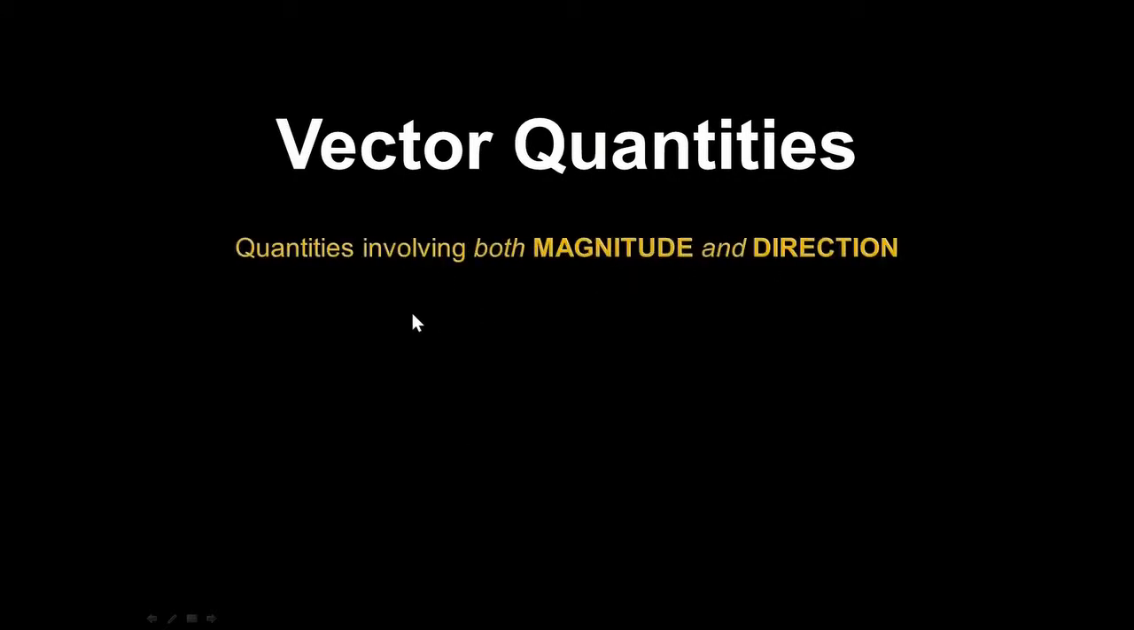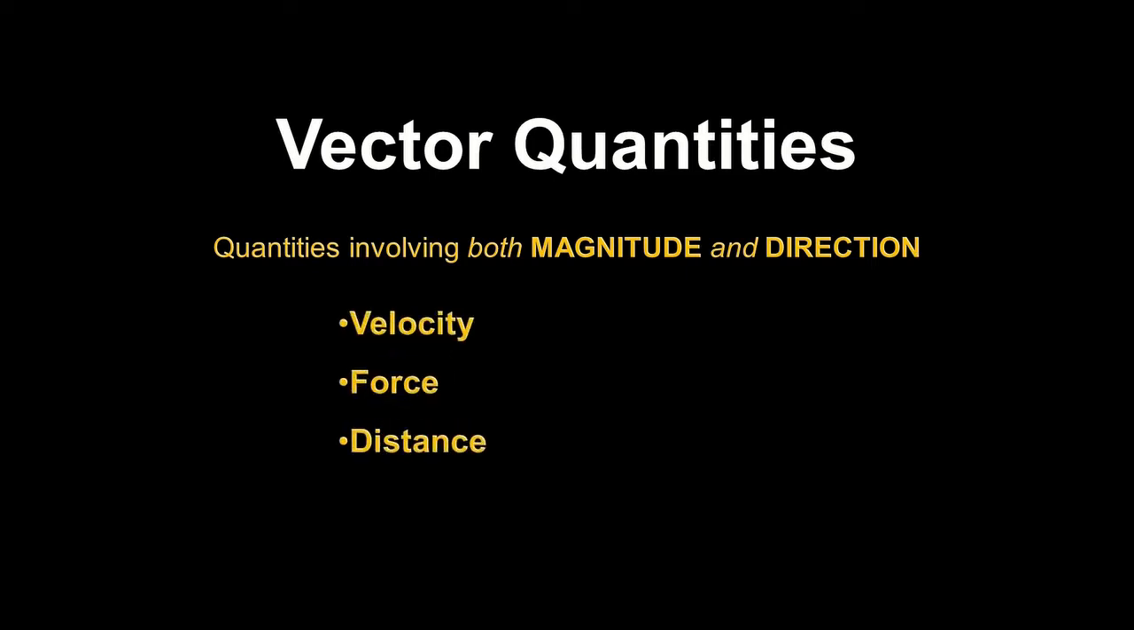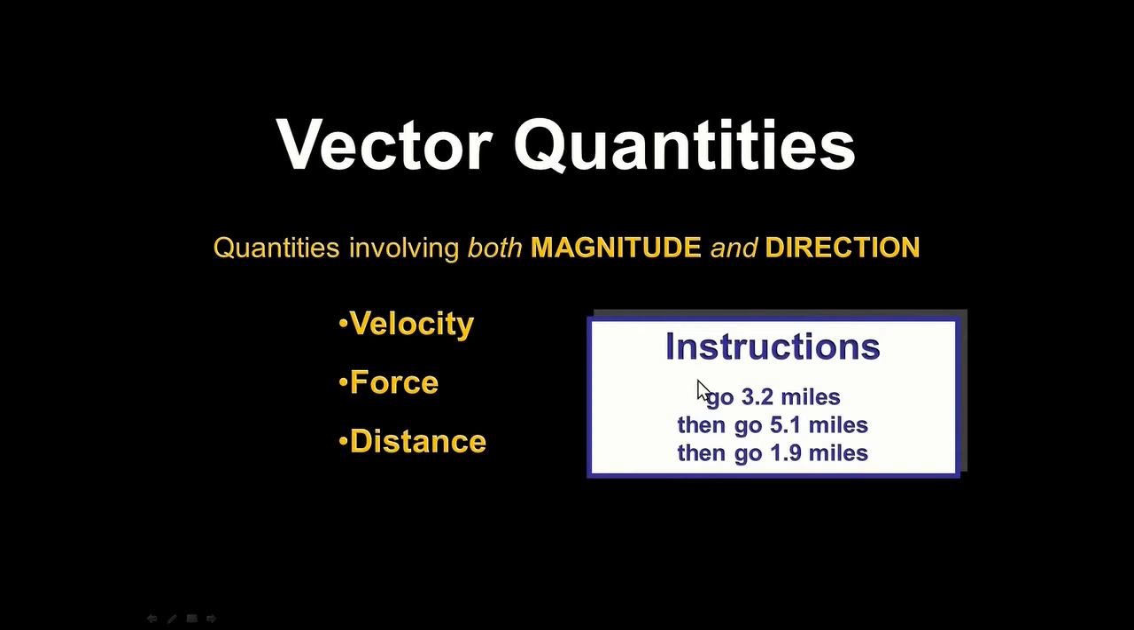Vector quantities, however, are quantities that involve both magnitude and direction. So if we know already that speed is a scalar quantity, then we can probably figure out that velocity is a vector quantity, because velocity was different from speed, and that velocity required us also to state the direction.